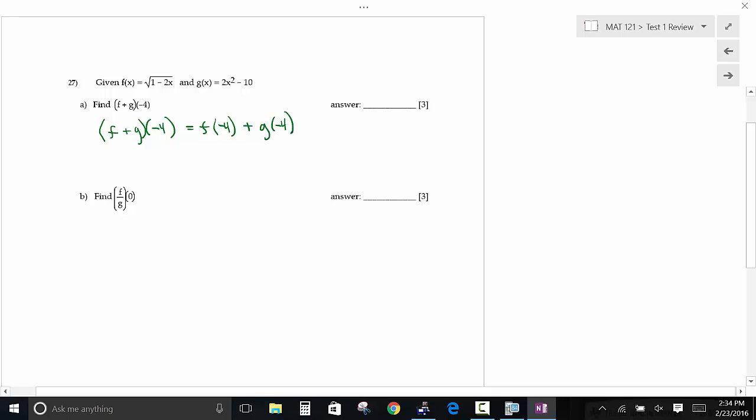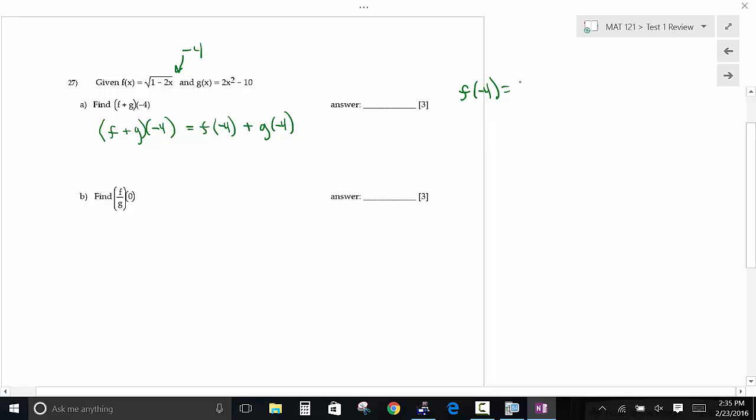So we just need to figure out what f of negative 4 and g of negative 4 is, then add them together. Okay, so I'm just going to do this at the side of the paper over here. So I have f of negative 4, which means that we need to go to the function that's called f and replace that x with negative 4.